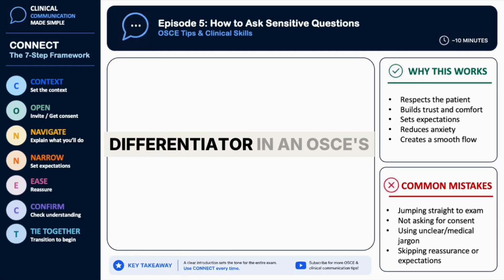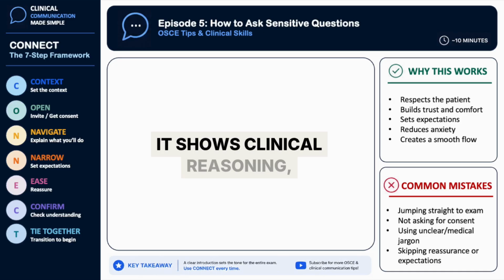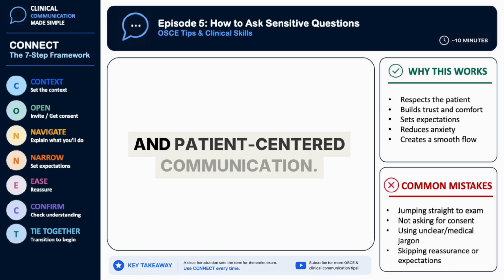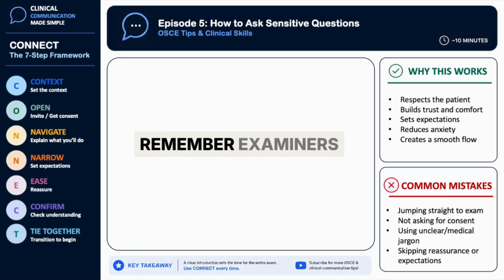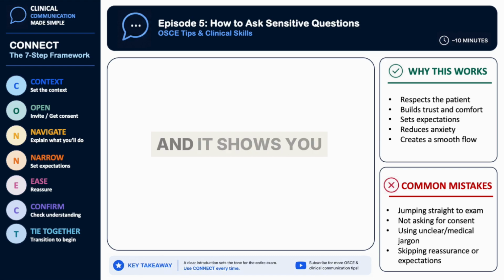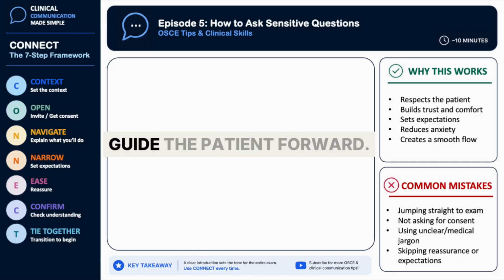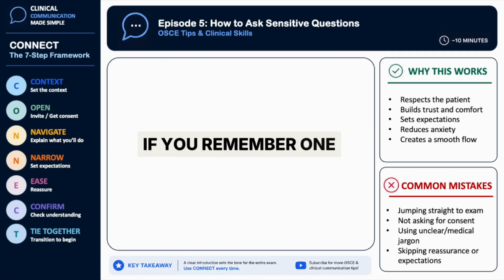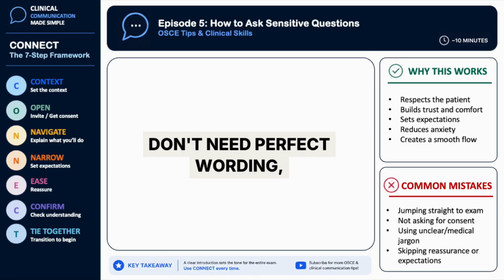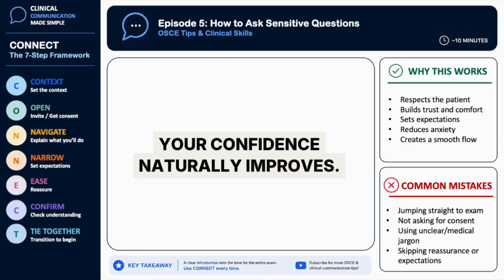This can be a major differentiator in an OSCE exam, because when you do that well, it shows clinical reasoning, organization, and patient-centered communication. Remember, examiners aren't just grading what you think, they're grading how clearly you can explain it. And it shows you can synthesize information, communicate it clearly, and guide the patient forward. If you remember one thing from this episode, I hope you take away context, narrow, ease, and confirm. You don't need perfect wording, you just need structure. And once you have that clear structure, your confidence naturally improves.